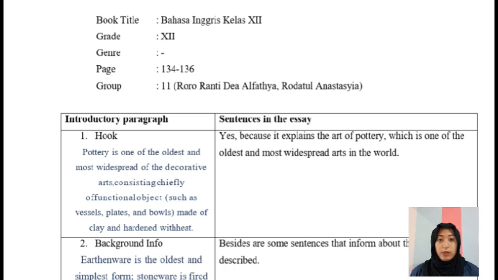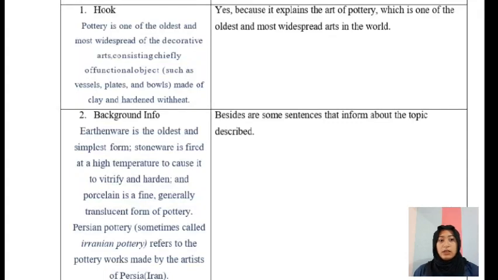We want to explain about Persian pottery. It's from the 12th grade senior high school English book about Persian pottery. Okay, the first is the introduction paragraph and the sentences in the essay. The first is a hook.